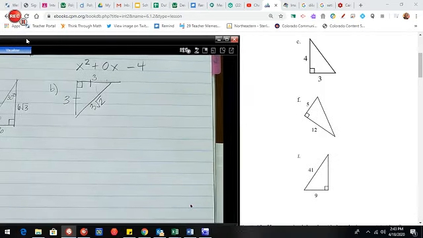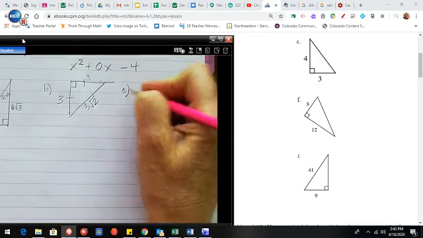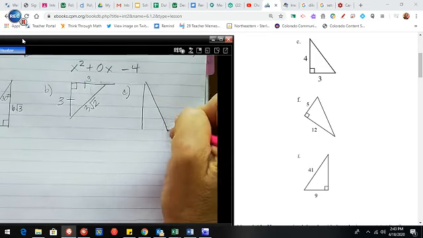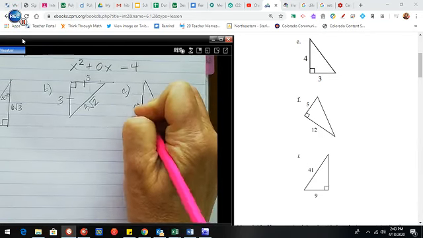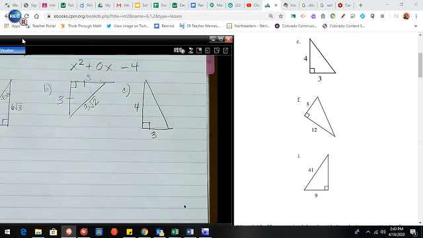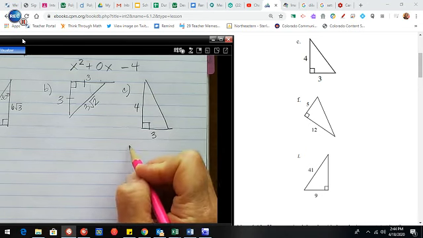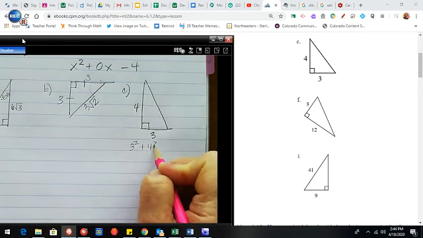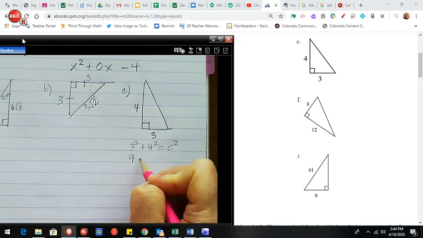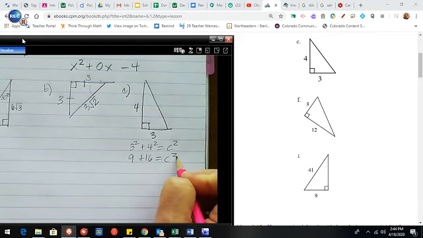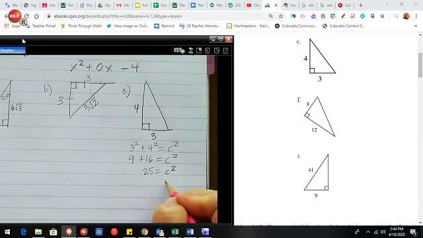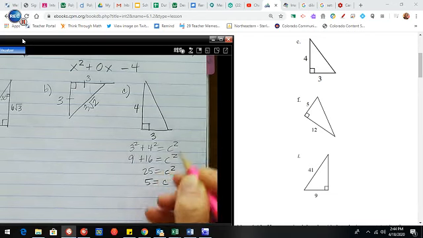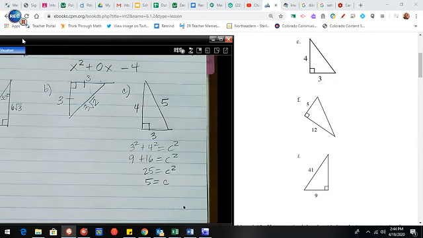Okay, part C, we have a scalene right triangle, and we don't know the angle, so we would just use Pythagorean theorem. That would give me 3 squared plus 4 squared equals c squared. So 9 plus 16 equals c squared. So 25 equals c squared. Then take the square root of both sides, so c equals 5. So this hypotenuse would be 5.